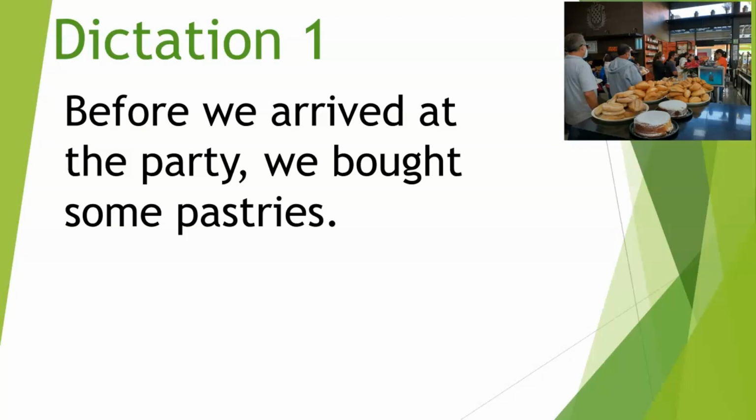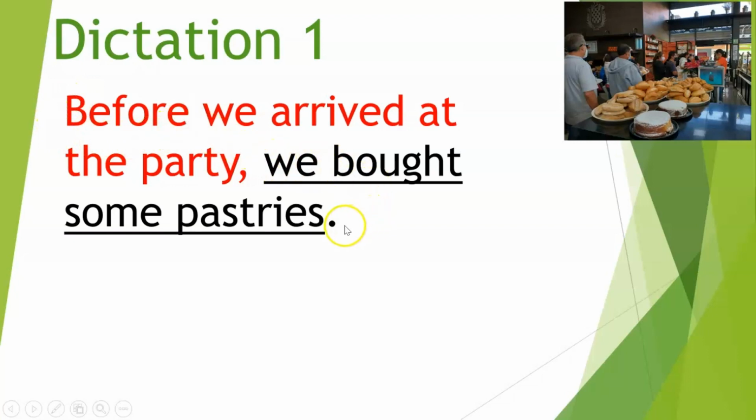Before we arrived at the party, we bought some pastries. Now, when we look at this sentence, we can see that here we have the dependent clause. Right here, it's beginning with the word before. And then here we have the independent clause. Okay, let's move on to our next dictation.